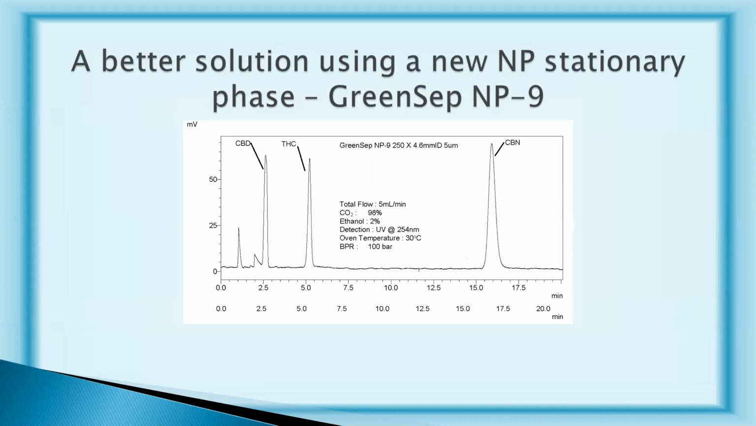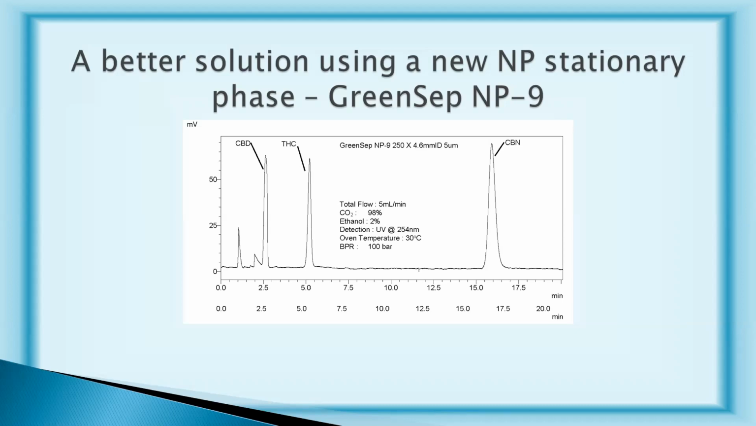But a better solution would be one of our new MP stationary phases, and we refer to this as MP9. Again, as we go through these different modifications of our stationary phases, we give them a different number. And in this case, we get a much improved separation of CBD and THC. And this again is at 2% ethanol.